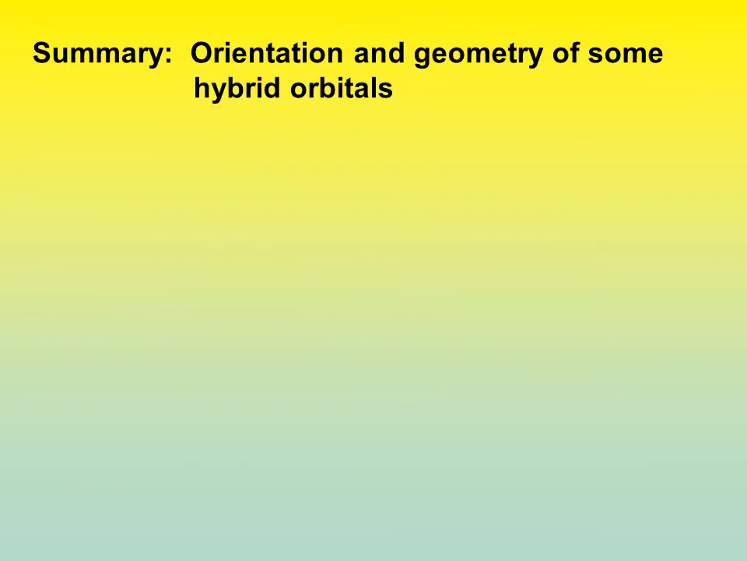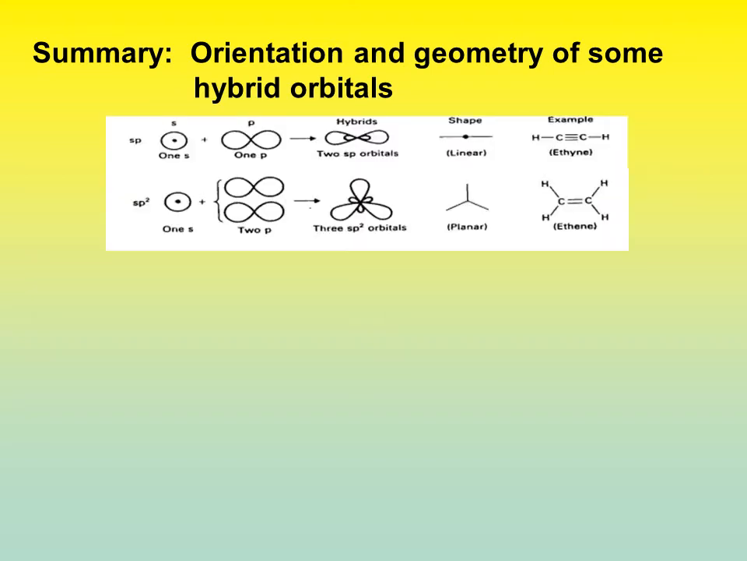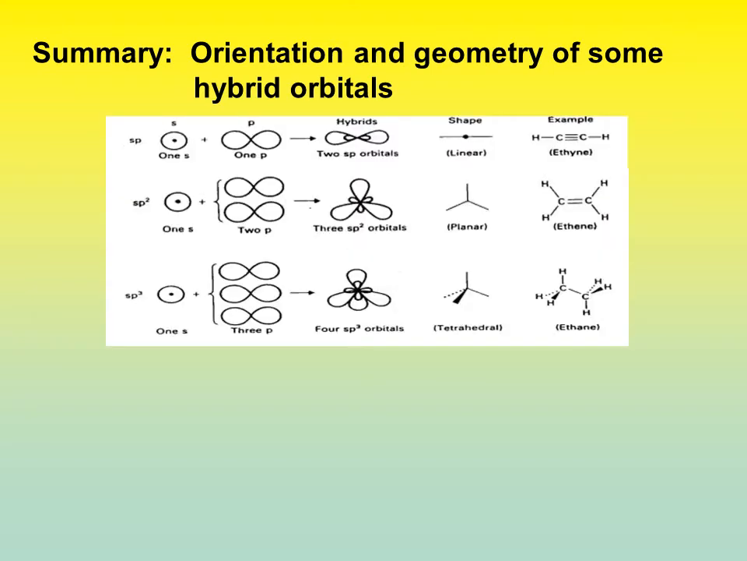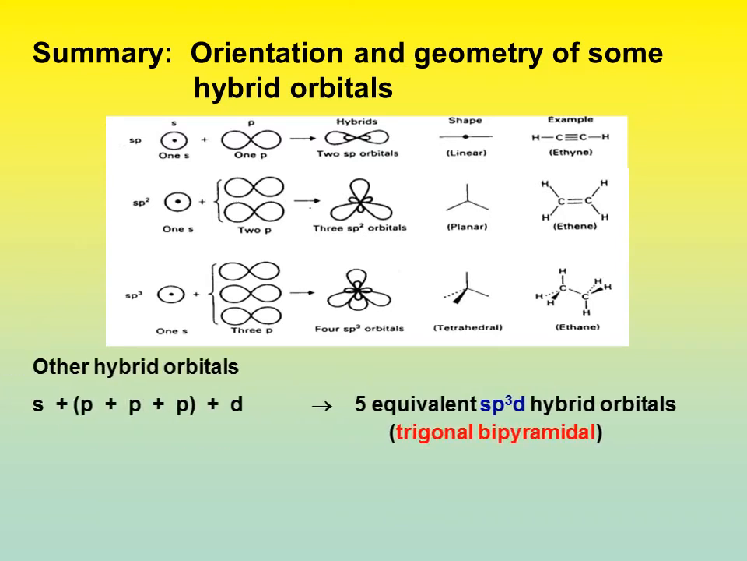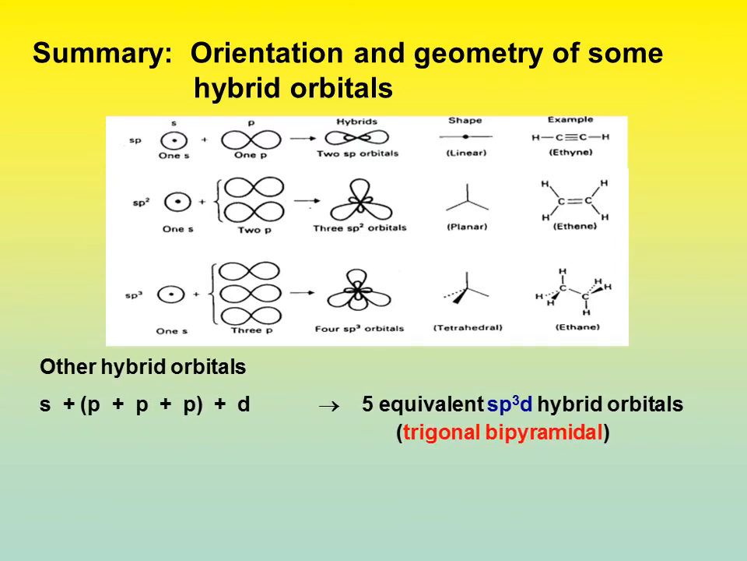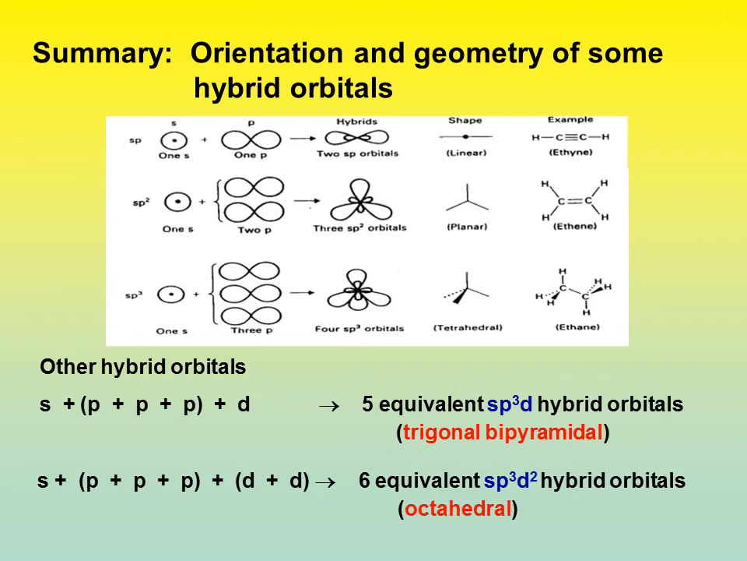This slide gives us a summary of the different types of hybrid orbitals. It also shows some examples of the molecules that have used this type of orbitals. Other hybrid orbitals that are not discussed here include the sp3d, which is used for a trigonal bipyramidal arrangement, and the sp3d2, which is used in an octahedral arrangement.